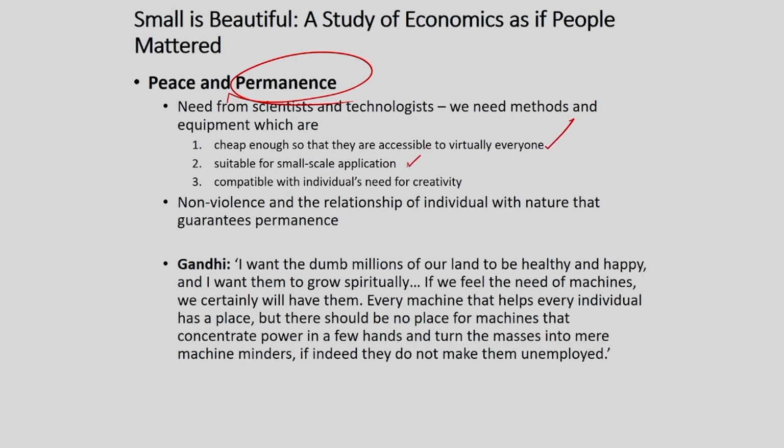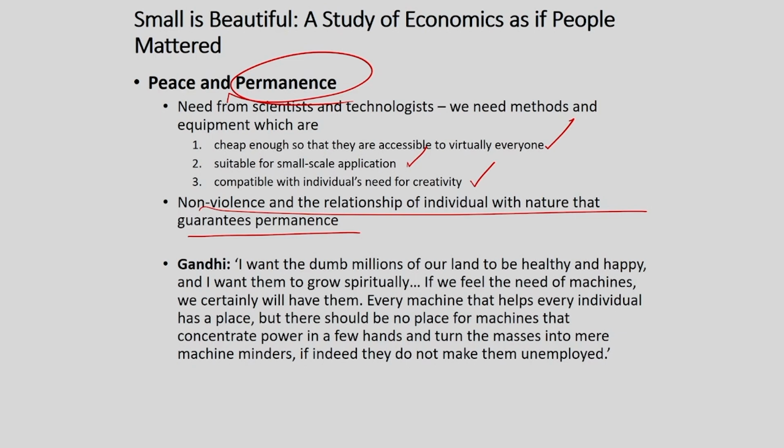suitable for small scale application, and compatible with individuals' need for creativity. Out of these three characteristics is born non-violence and the relationship of the individual with nature that guarantees permanence. If only one of these three is neglected, then things are bound to go wrong. Okay? I mean, methods and machines cheap enough to be accessible to virtually everyone, why should we assume that our scientists and technologists are unable to develop them?